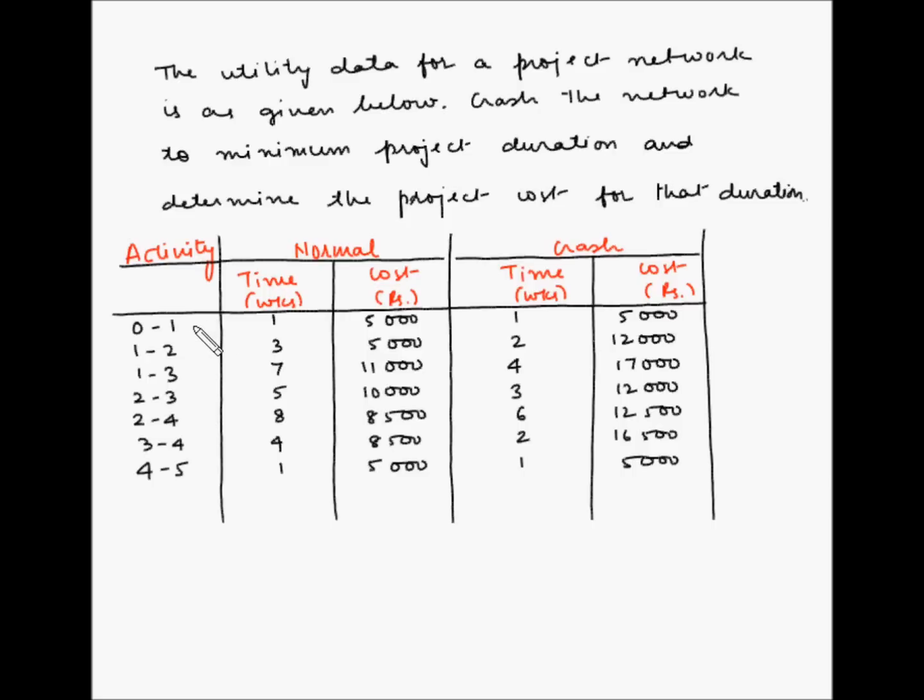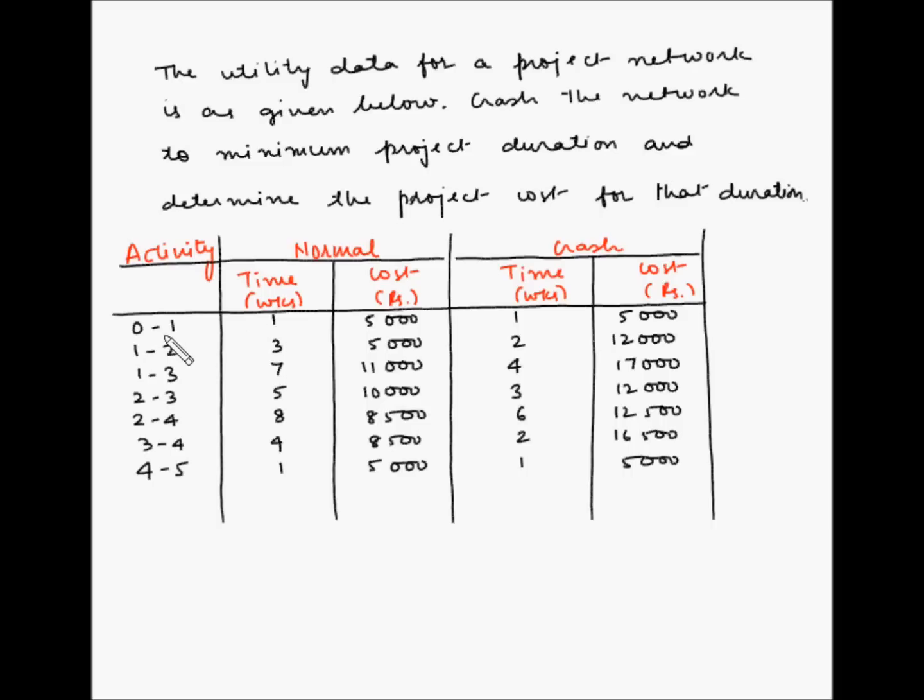So we have various activities. 0 to 1 is the first activity. What this means is that this is the activity between node 0 and 1. Similarly, we have activities 1 to 2, 1 to 3, 2 to 3, 2 to 4, 3 to 4, and 4 to 5. We have also been given the normal time in weeks for these activities to be completed.